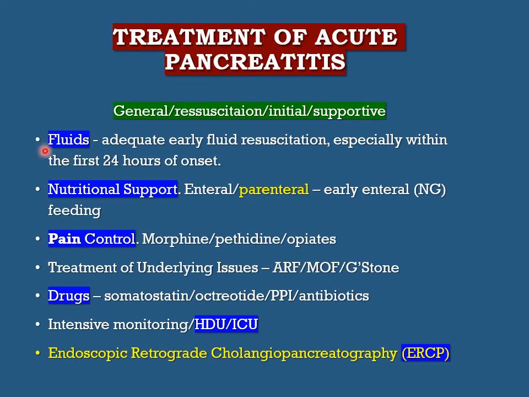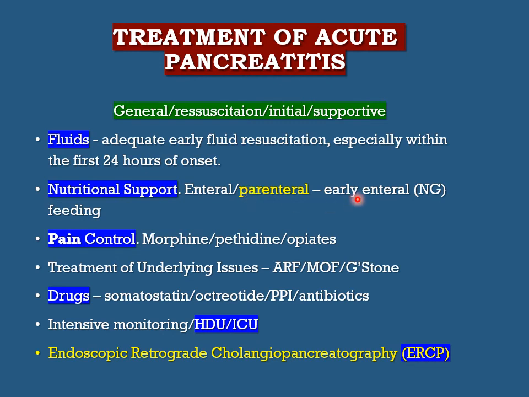This treatment includes replacing of fluids and electrolytes, adequate early resuscitation with fluids and electrolytes, especially within the first 24 hours of onset of the disease. Secondly, nutritional support is important because this patient has to be kept nil by mouth for some time, and as such, enteral or parenteral nutrition should be considered.